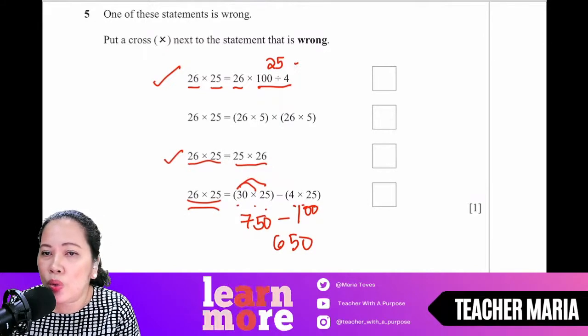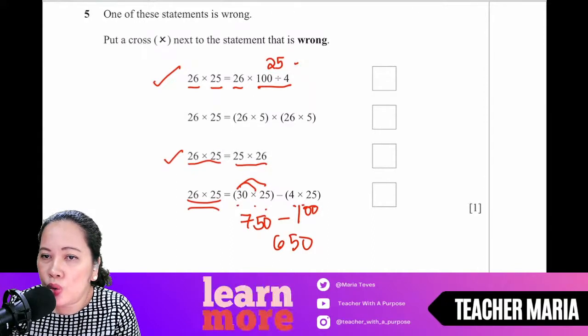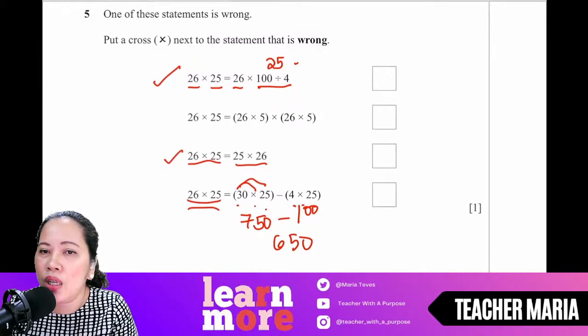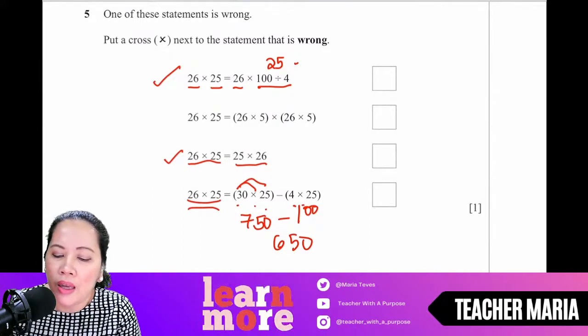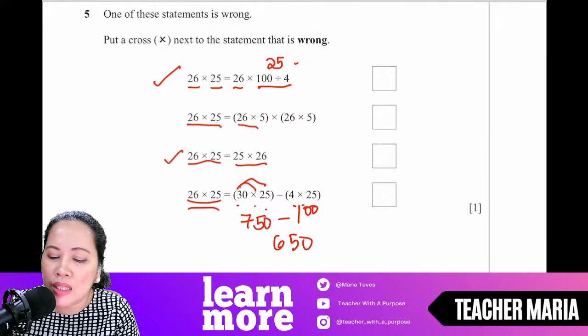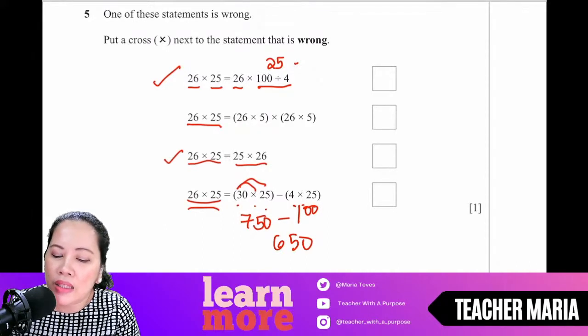Okay, so you don't need to, how should I say it? Just simplify. You don't need to do or solve everything. Now, if you would notice here, this is 26 times 25. This is 26 times 5, and then this is 26 times 5, and then times 5.